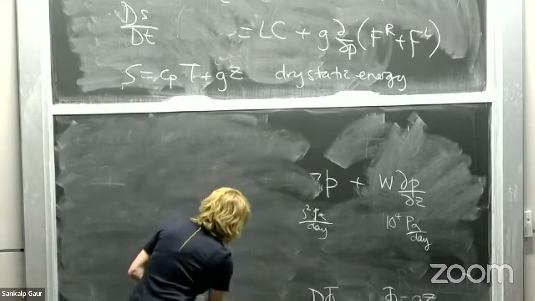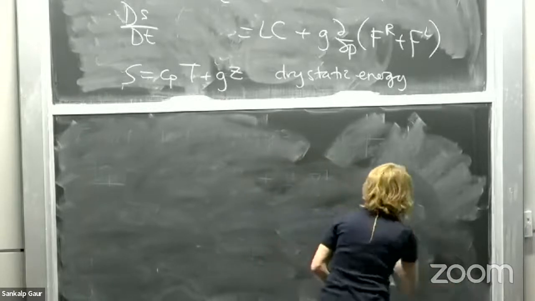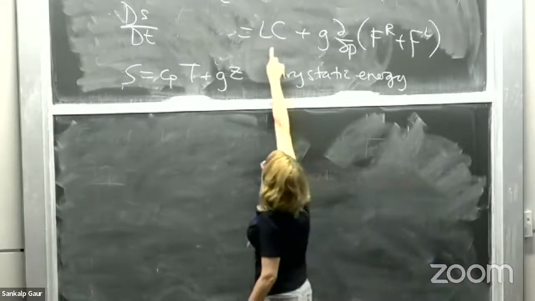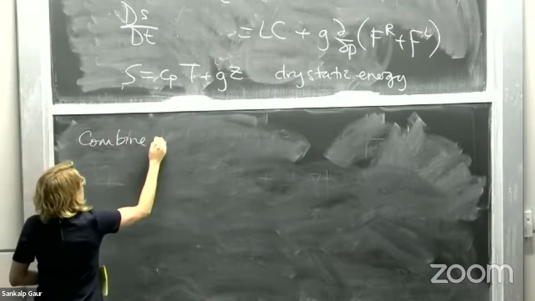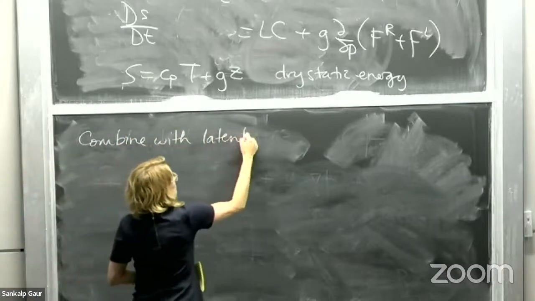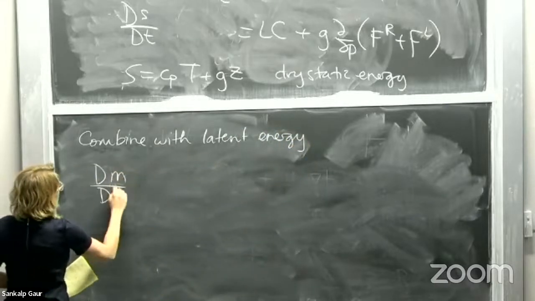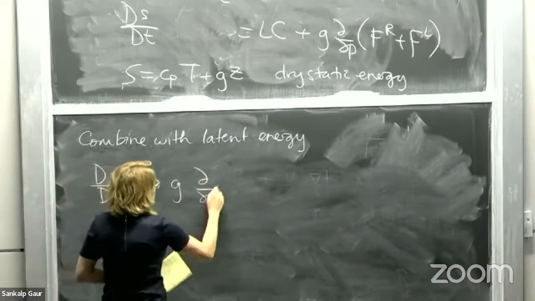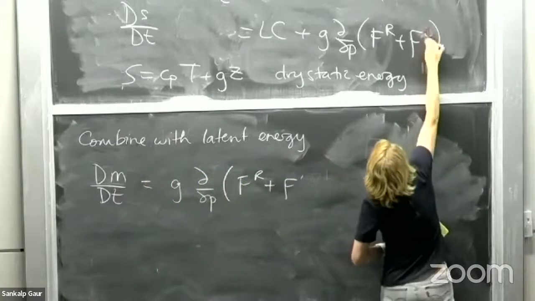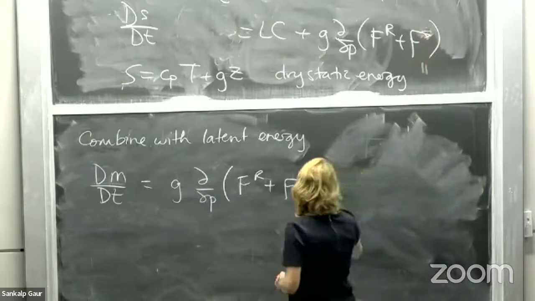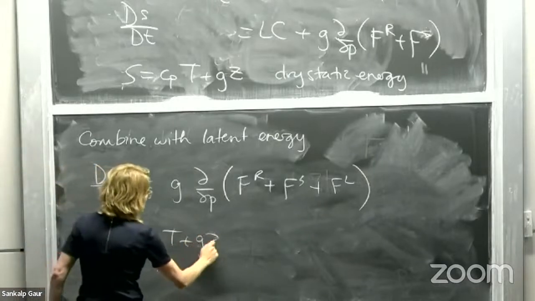So how do we do that? Well, we just add this dry static energy to our equation for that specific humidity, which represented the opposite, the loss of condensation. So we can combine with latent energy, where the latent, of course, refers to the latent heat of vaporization, and define the following. This is an error here. So M now has it all, CPT plus GZ plus LQ.